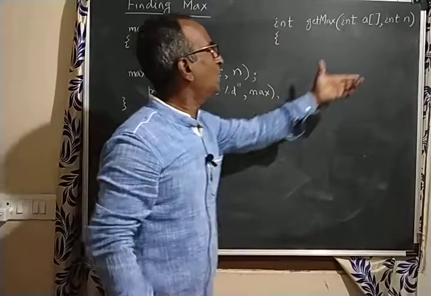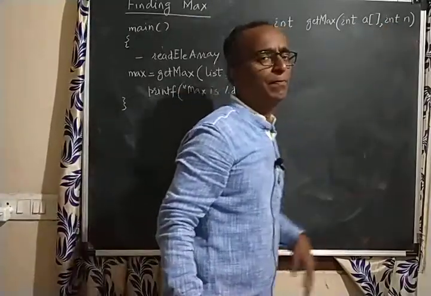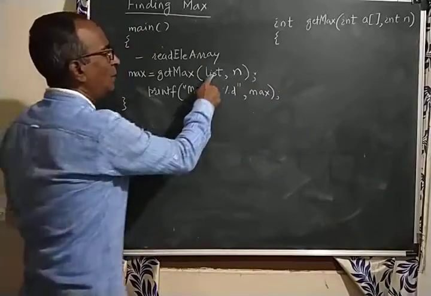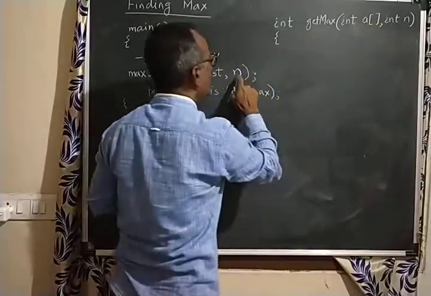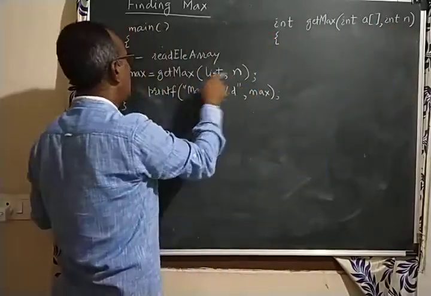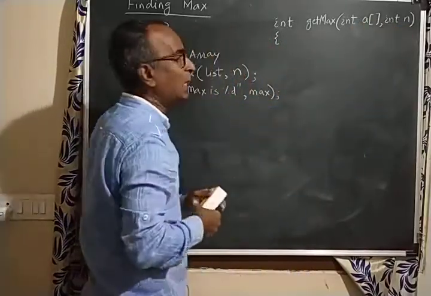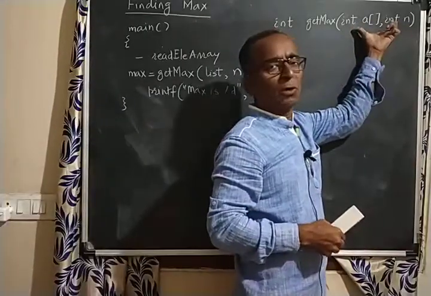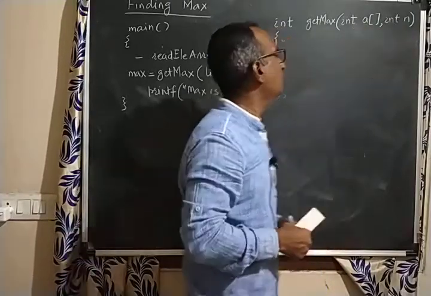See, these variables a and n act as local to this function. Now you have been given list. This address will be copied here, and n will be copied into this n. This n is different; this n is used in this function. These are called formal parameters, and they act as local variables to the function.